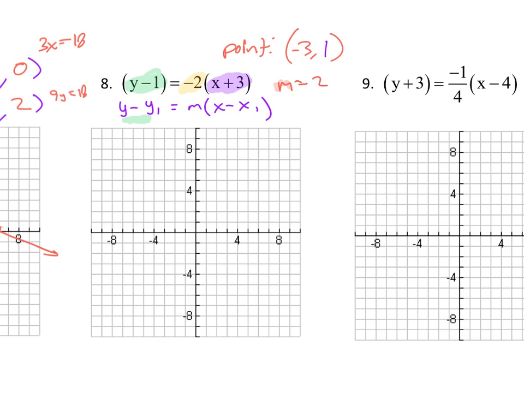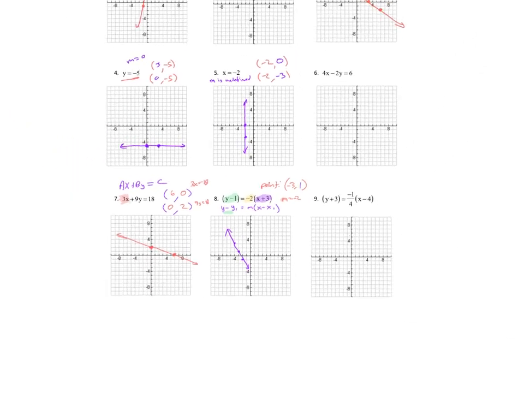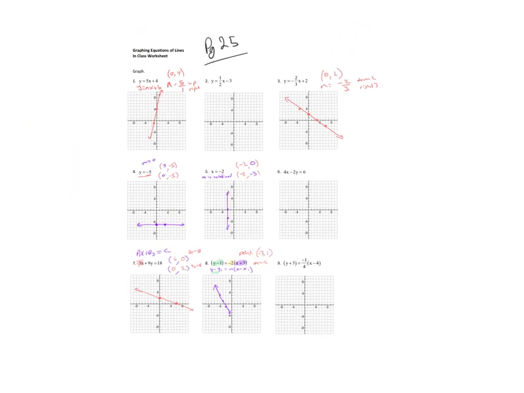So now I can graph this by going to that point, (-3, 1), and then graphing a slope of -2. Down 2, right 1, up 2, backwards 1, connect it, and there's our graph. So hopefully that was a quick refresher for you on graphing equations of lines.